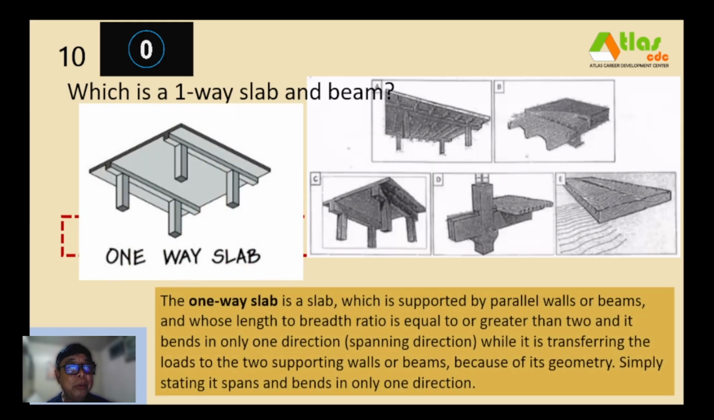So the one-way slab is a slab which is supported by parallel walls or beams and whose length to breadth ratio is equal to or greater than 2, and it bends in only one direction, meaning it is rectangular in area. One direction, spanning direction, while it is transferring the loads to the two supporting walls or beams because of its geometry. Simply stating, it spans and bends in only one direction.